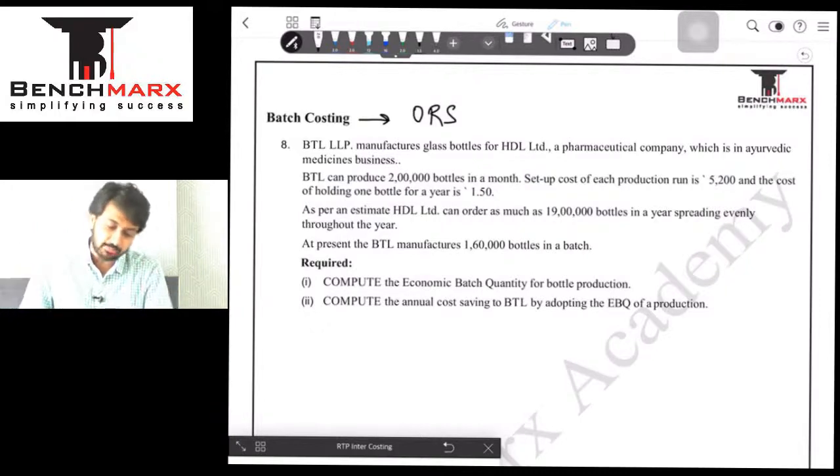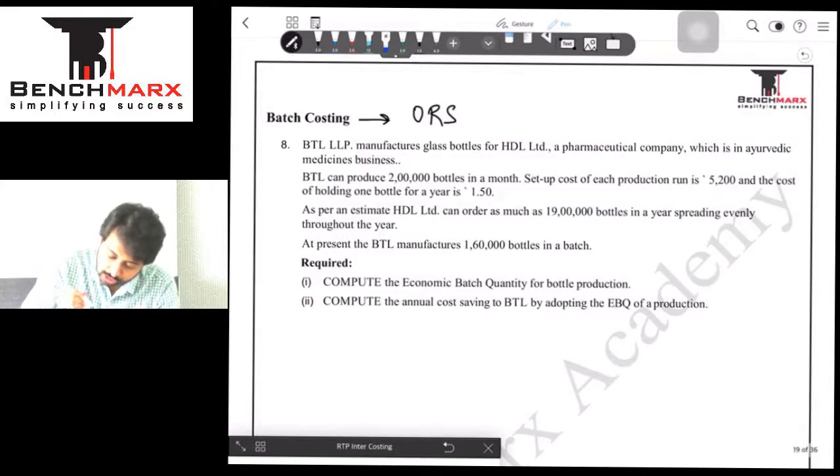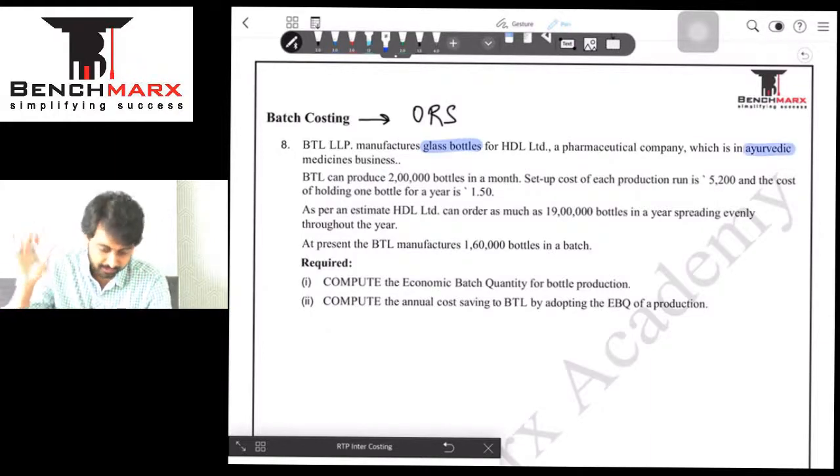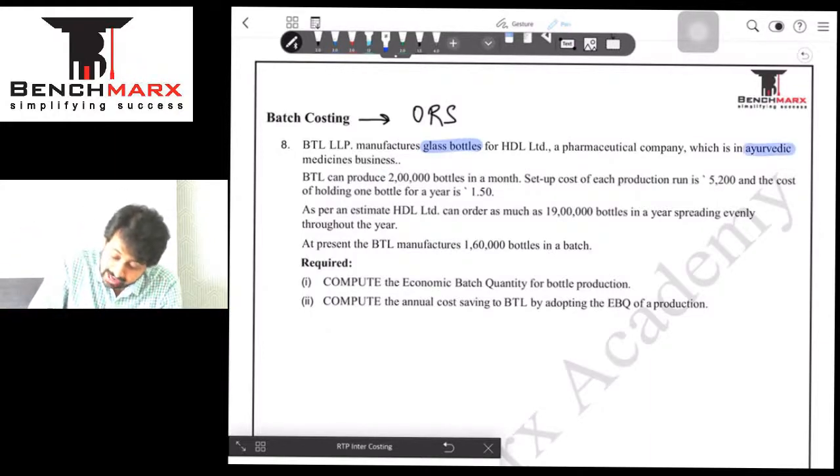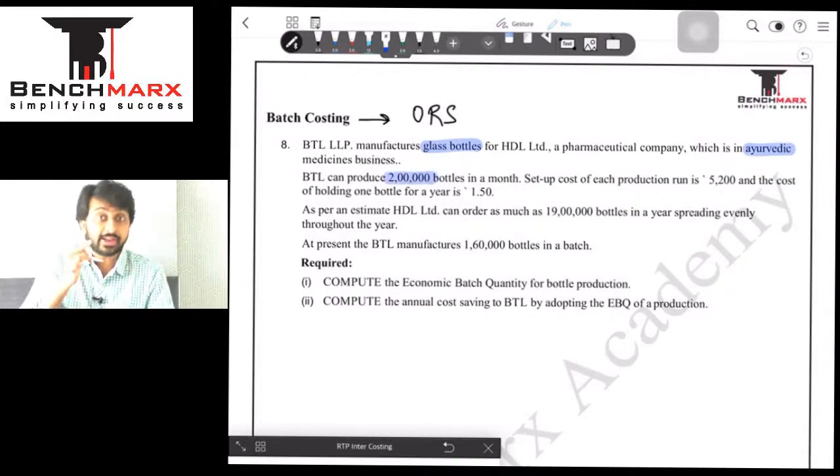Batch costing, question number 8. Let's start. Some company manufactures glass bottles, a pharma company which is an Ayurvedic company. Whatever you do now, I have no lookout, my work is with the numbers. It can produce 2 lakh bottles in a month. A is always annual in nature, so 2 lakh into 12 will be the annual requirement or annual demand. Setup cost is 5,200.